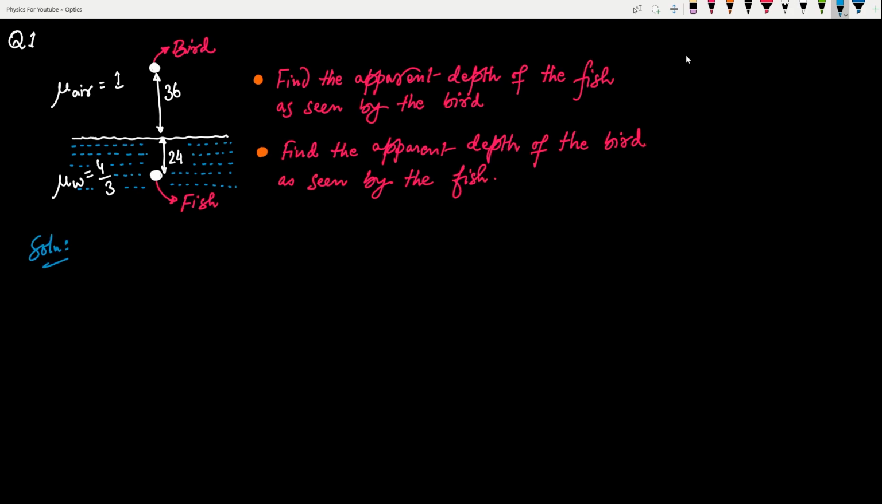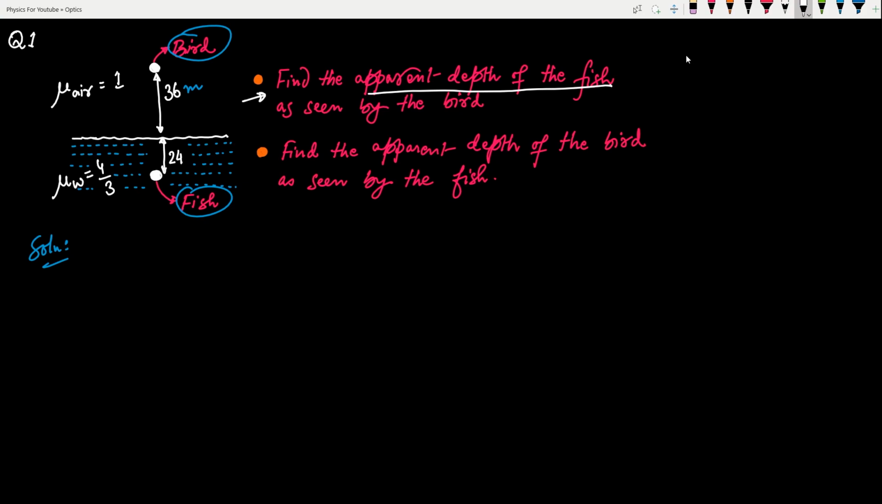Now this is the situation where this is a bird and this is a fish. The bird is 36 meter above the sea level and the fish is 24 meter below the sea level. Now the question is: find the apparent depth of the fish as seen by the bird, and find the apparent depth of the bird as seen by the fish. Now let's see how to solve this. Look into the first question. It says the apparent depth of the fish. So we need to find the apparent depth of the fish.